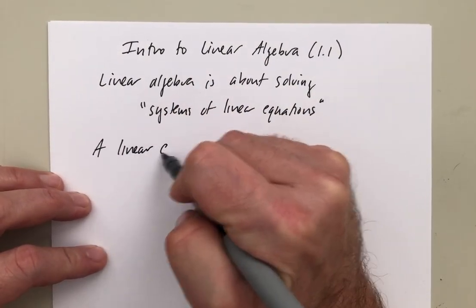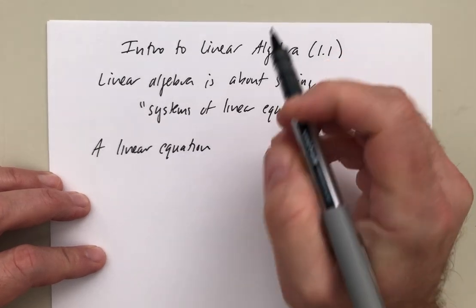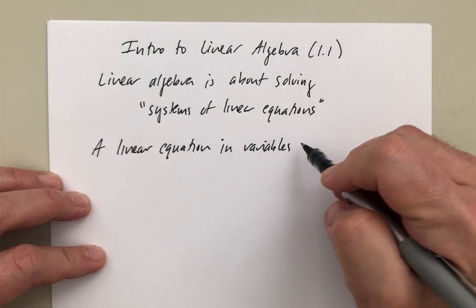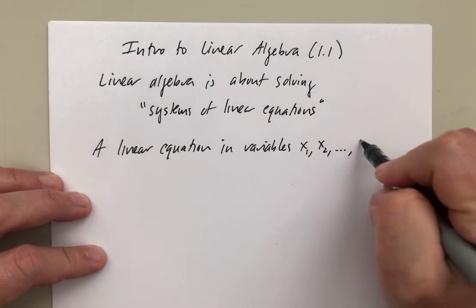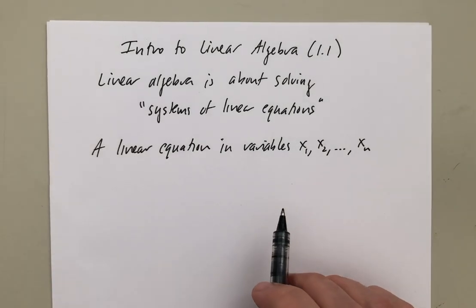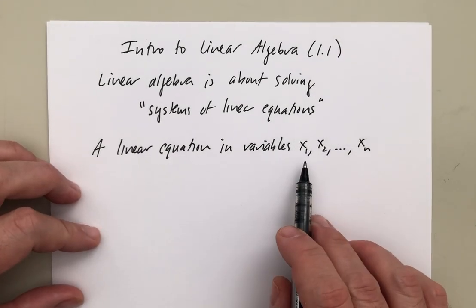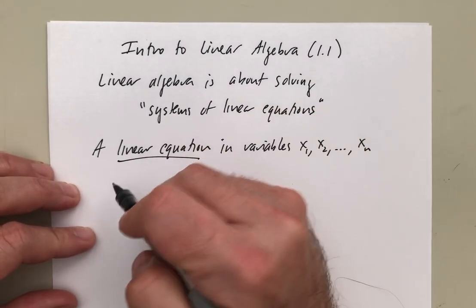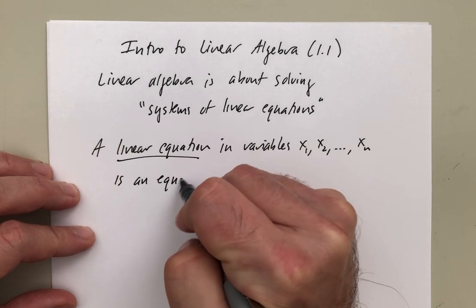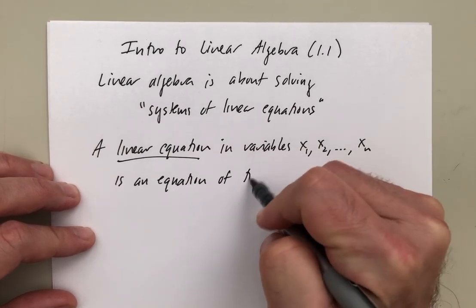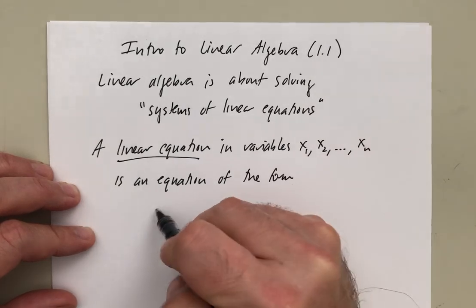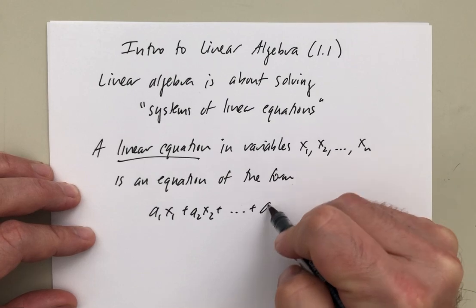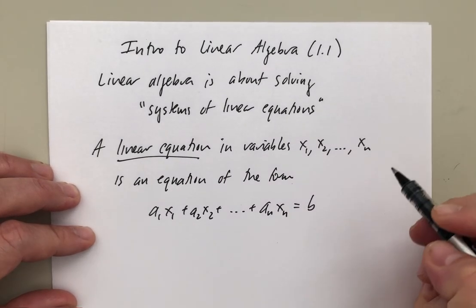A linear equation, this is something you've probably seen before. A linear equation comes with variables. Let me call them x1, x2 through xn. You might be used to x and y as variables, but we want to deal with arbitrarily many, so I'm going to call them x1, x2 through xn. And so what is a linear equation? Well, it's an equation of the simplest form, so of the form a1x1 plus a2x2 plus dot dot dot plus anxn equals b.